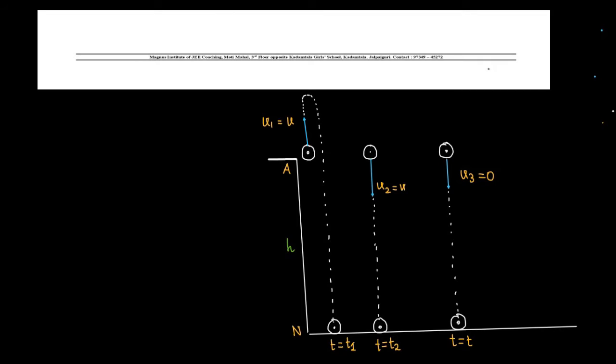And h is the height of the tower. H is the height of the tower, which is equal to AB.